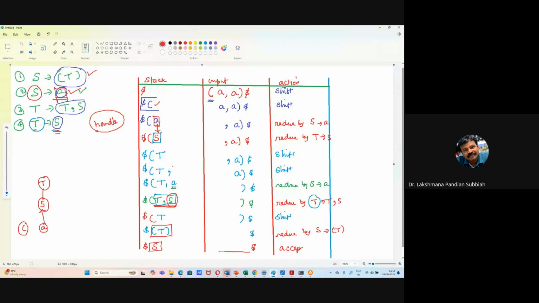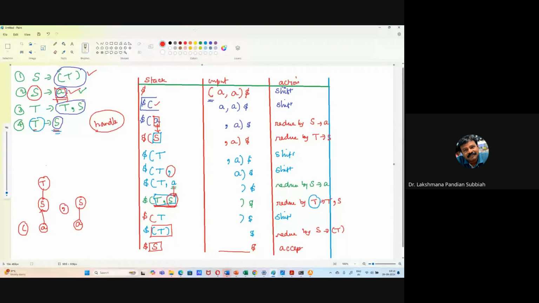And then we are moving the comma. So comma, okay, you have to create a leaf. And then we are having A. For that A, you have to create a leaf. And then A is reduced to S. We have to create a leaf, a node, right? Then the T comma S.